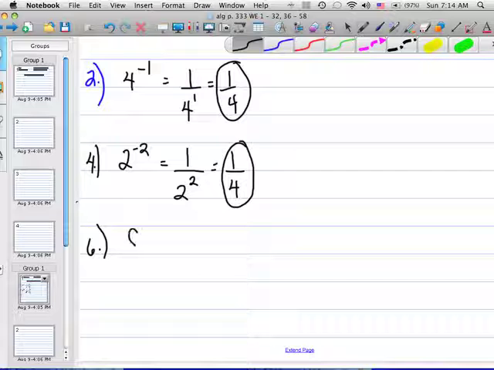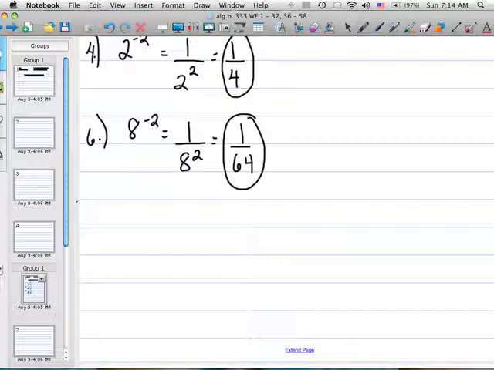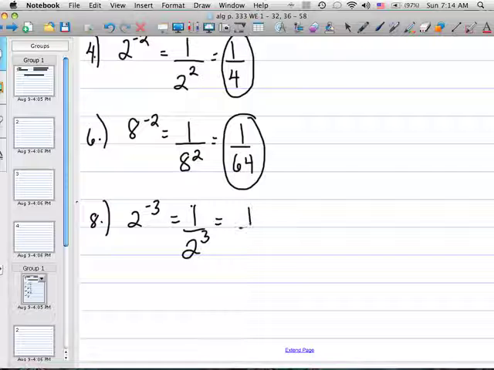Number 6, we have 8 to the negative 2 power. Make it a positive power, it's 1 over 8 to the second power. 8 to the second is 64. 1/64. Use 2 lines for your fractions. Skip a line, number 8. We have 2 to the negative 3 power. So positive power is 1 over 2 to the third. And 2 to the third is 8, so it's 1/8 is our answer.